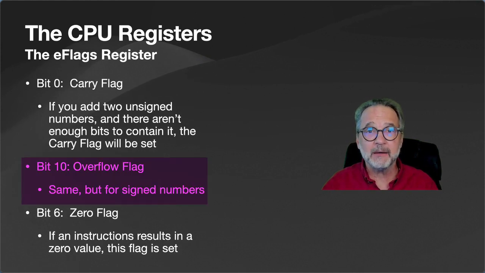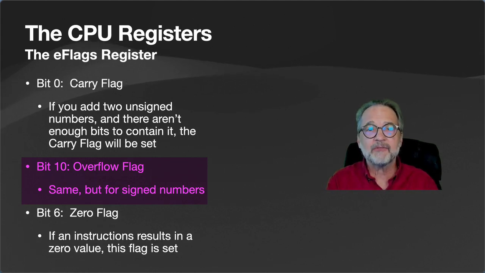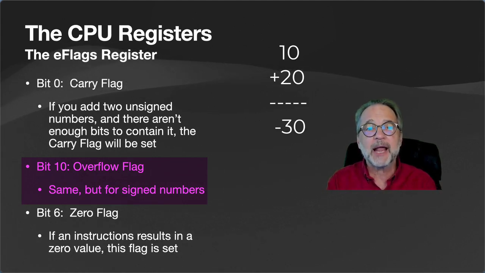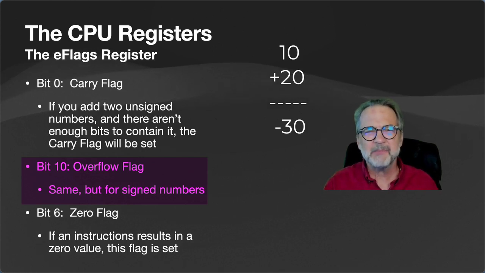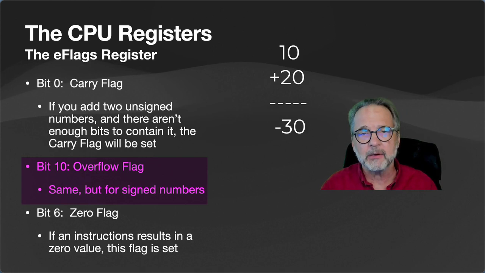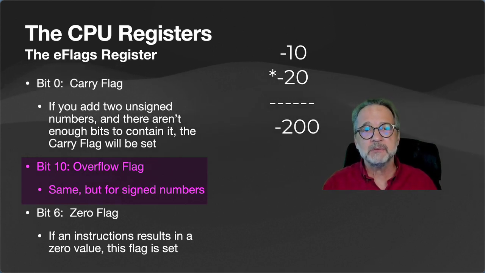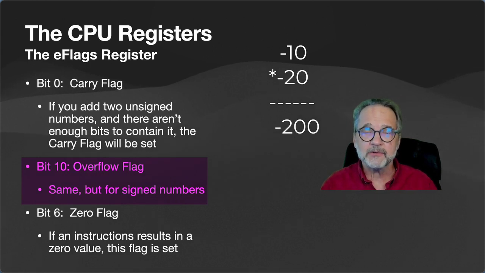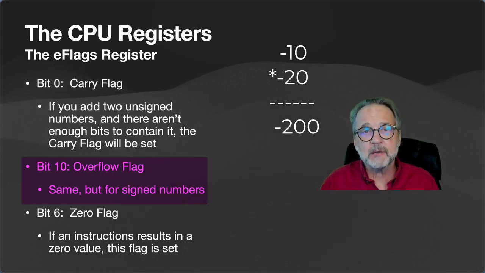If you have a signed number, the overflow flag will be turned on. And I also like to say that the overflow flag will be turned on if a nonsensical result occurs from your mathematics. Like if I add two positive numbers and it results in a negative number, that doesn't make any sense, so the overflow flag will be turned on. If I multiply two negative numbers and I get a negative result, that's a nonsensical result, so the overflow flag will be turned on.